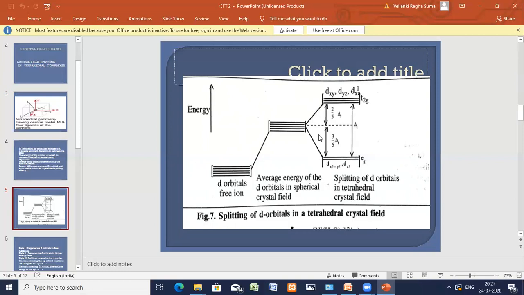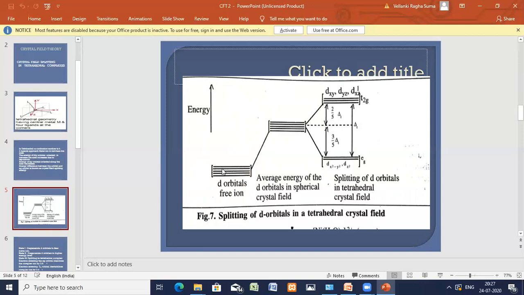In octahedral, ligands approach along the axis. So T2G has come down, EG has gone up. In the tetrahedral, it is reversed to that of octahedral. Ligands have approached in between the coordinate axis, x, y, z. So the T2G orbitals in between the coordinate axis experienced more repulsion, more energy. Therefore, the splitting has taken place. This is called crystal field splitting.